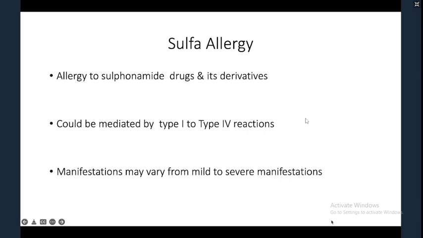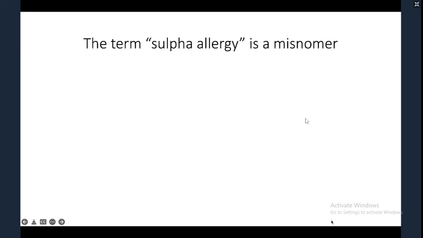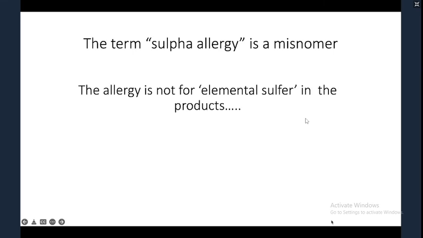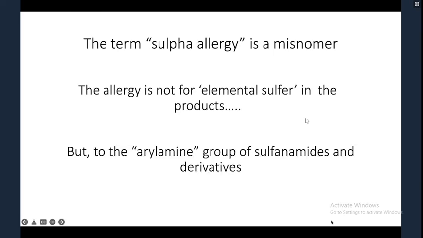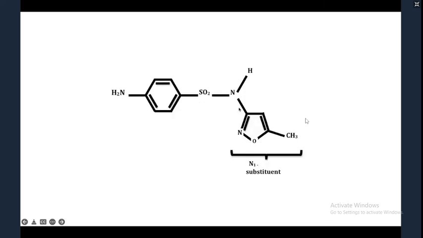Sulfur allergy is due to sulfonamide drugs and their derivatives. It could be mediated by many types of allergic reactions, and manifestations may vary from mild to severe. The term sulfur allergy is a misnomer. Actually, it is not due to elemental sulfur in products. If allergic reactions were due to elemental sulfur, we might not be able to infuse any of the antibiotics, because most of them contain elemental sulfur. But actually, this allergic reaction is due to the arylamine group in sulfonamides and other closely associated derivatives.